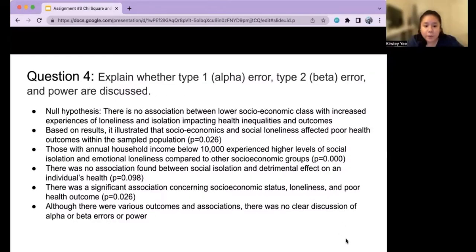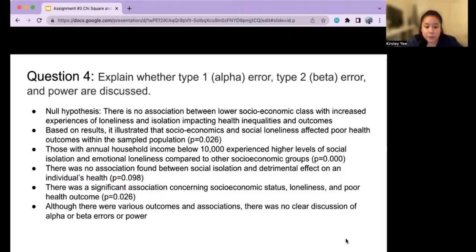In question 4, we explain whether there's a type 1 alpha error, type 2 beta error, and if power is discussed. The null hypothesis was there was no association between lower socioeconomic class with increased experiences of loneliness and isolation impacting health inequalities and outcomes. Based on the results, it illustrated that socioeconomics and social loneliness affected poor health outcomes within the sampled population. However, those with an annual household income below 10,000 experienced higher levels of social isolation and emotional loneliness compared to other socioeconomic groups.